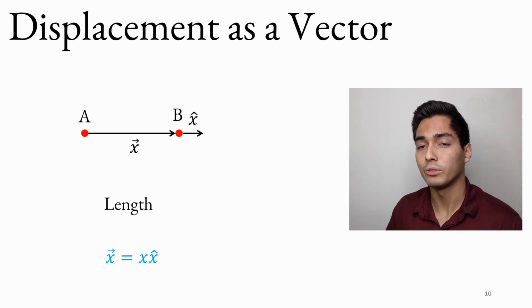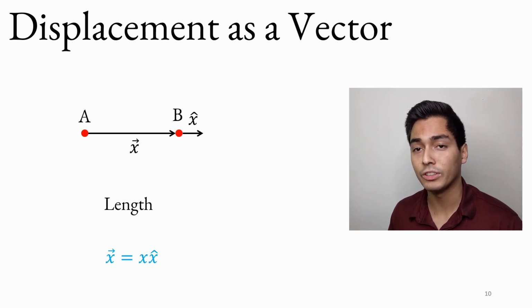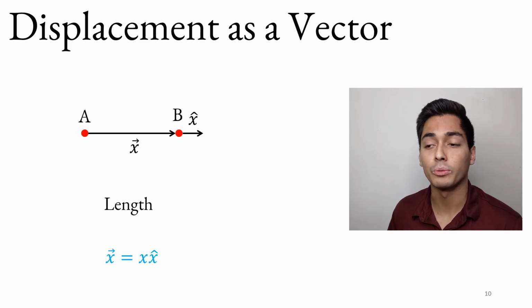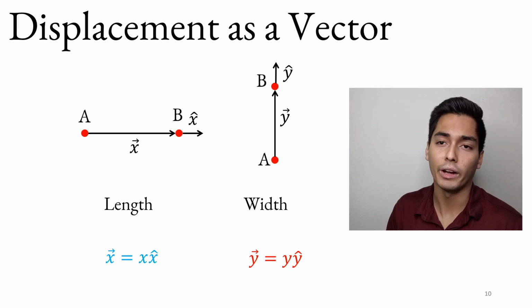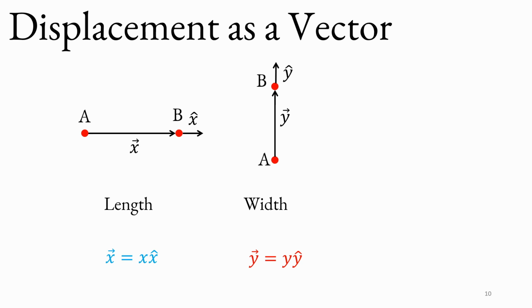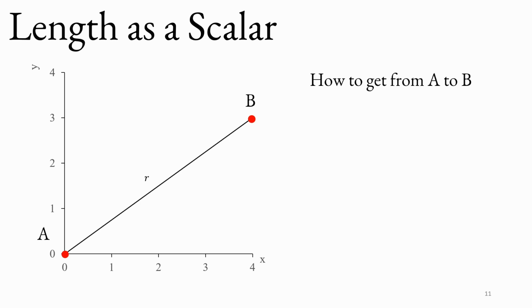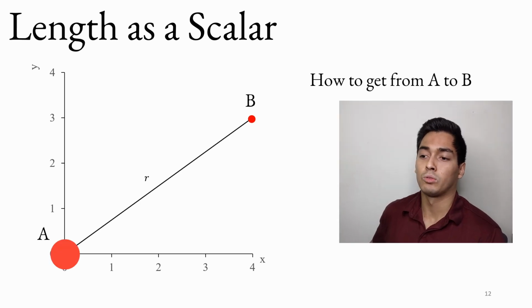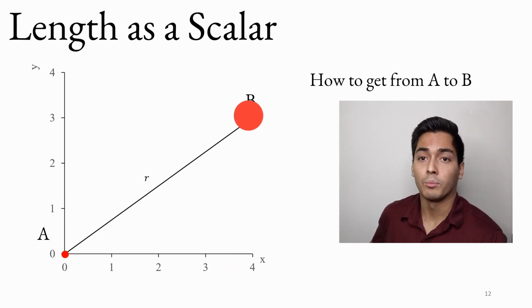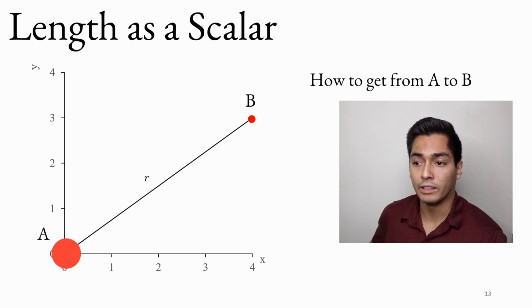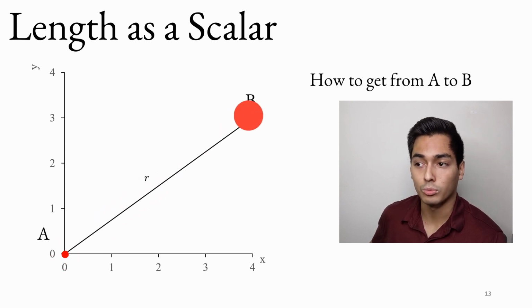So in length, in the x direction, we have the x displacement vector. And so what's the magnitude? X. What direction is it? X hat. In the y direction, we have width. What's the magnitude? Y. What direction is it in? Y hat. In the z direction, we have depth. What's the magnitude? Z. What direction is it in? Z hat. So how do we apply this? So how do we get from point A to point B? Well, one way is we go 4 units in the x direction and 3 units in the y direction, okay? But you and I both know that a more direct way is just going from A directly to B along this r direction, okay?